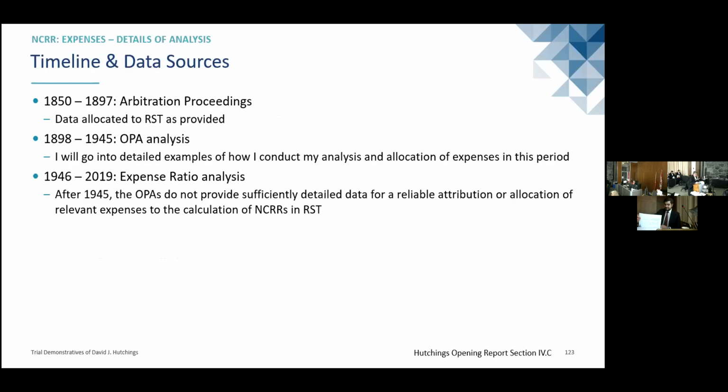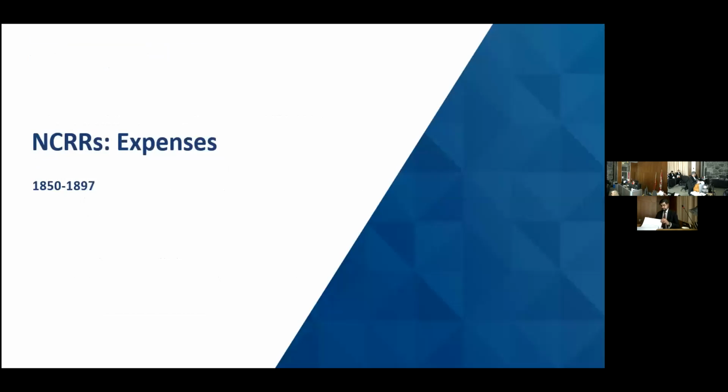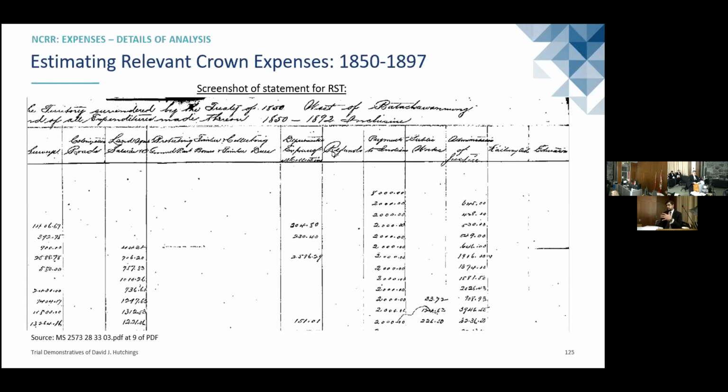No, no worries. Okay, so maybe if we go to the next slide, this is slide 123. Talk about three time periods, and we'll go through each of these in a bit more detail: 1850 to 1897, 1898 to 1945, and then after 1945. So let's get started. For 1850 to 1897, we again have the benefit of the papers collected for the arbitration proceeding. Here on slide 125 is a snapshot of one of those tables.